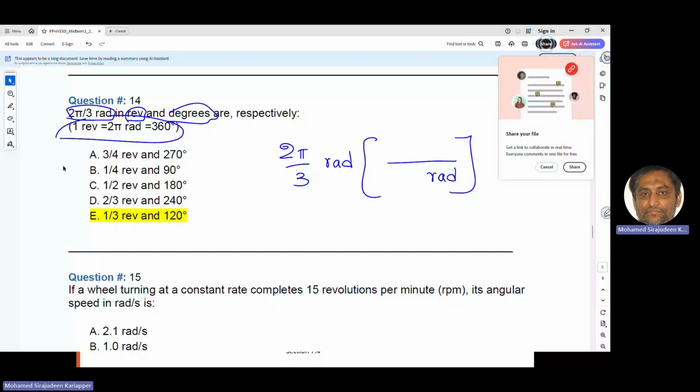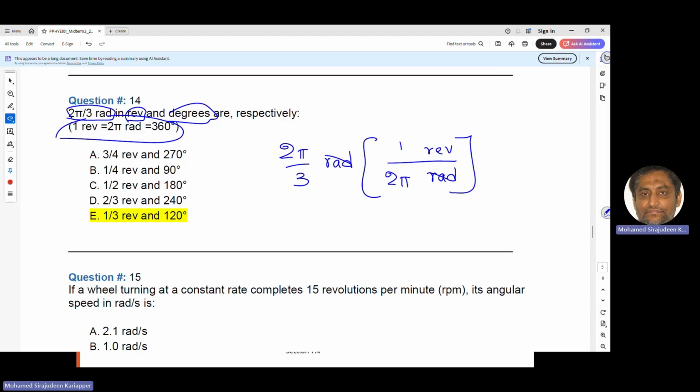So in this question, you have to convert 2 pi over 3 radian into revolution. So you need to convert the radian to rev. Why did I put the radian down, not up? So that I can get it cancelled, right? One revolution is 2 pi radian. Simple as that, right?